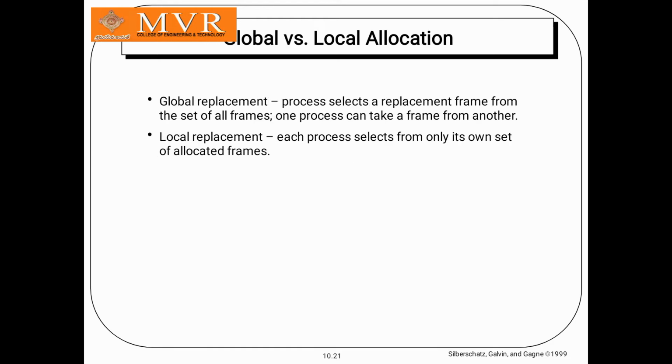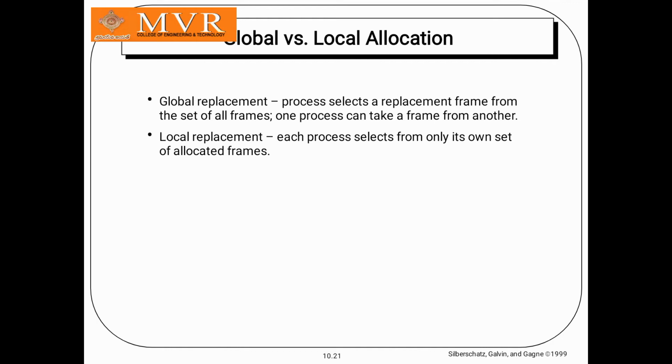Here, global versus local allocation. The allocation of page replacement can be considered as global and local allocation. In global replacement, the process selects a replacement frame from the set of all frames. One process can take a frame from another. And local replacement means each process selects from only its own set of allocated frames.